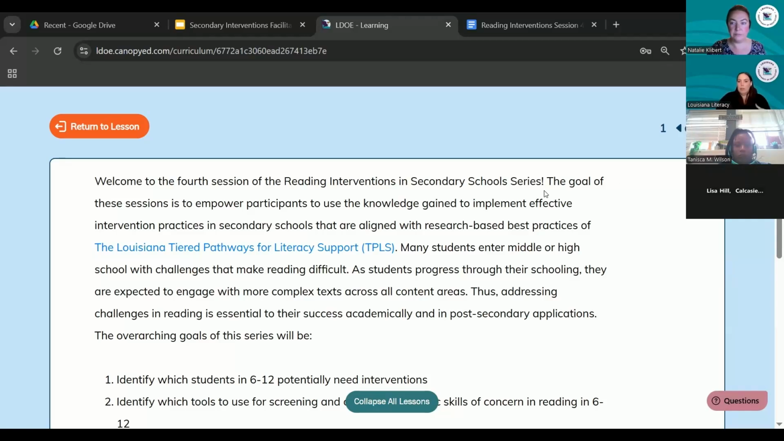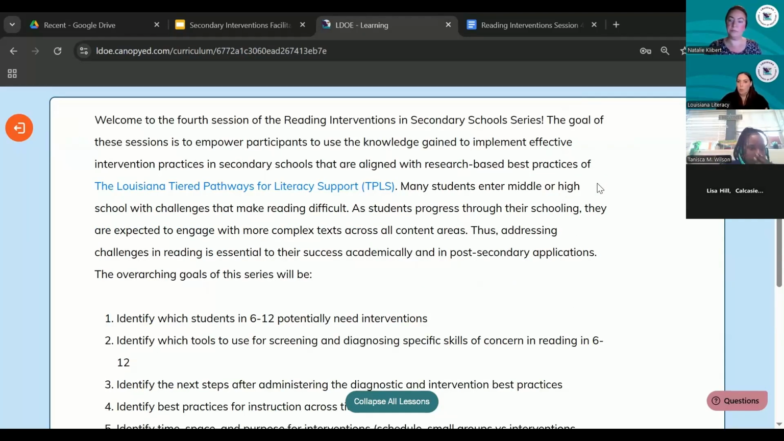So as a reminder, this is all grounded in the Louisiana tiered pathways for literacy support. We've talked about all those different tiers throughout the course, and we want to remember that this is grounded in 6-12 work. We know that we get lots of students in middle and high school that may come to us with some reading challenges, and we want to make sure that we're doing everything that we can to help them bridge those gaps and access their grade level content, because we know as they move through those grades, they're just going to be getting more and more complex text to work with. So we want to address those challenges as soon as possible.